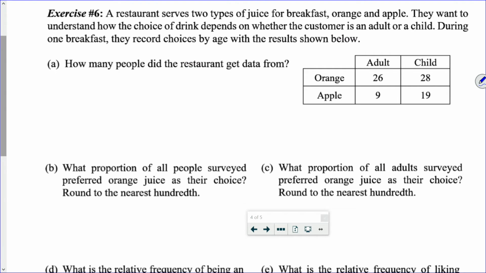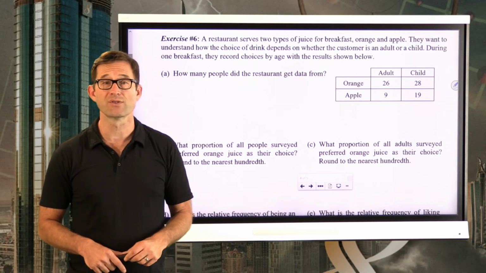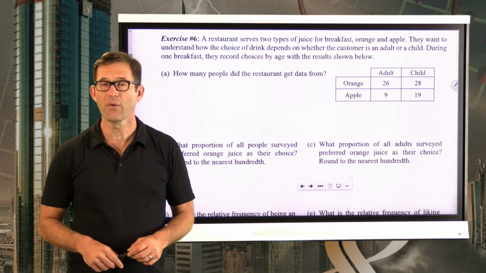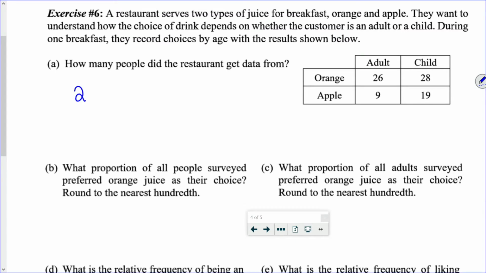Letter A is an interesting question. How many people did the restaurant get data from? Pause the video now and see if you can figure it out. Okay, simple enough, we just need to add up all these numbers: 26 plus 28 plus 9 plus 19.